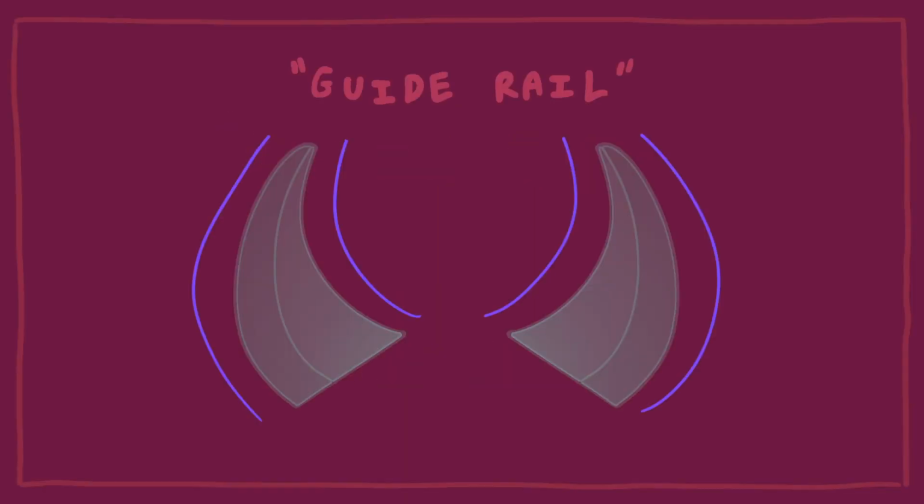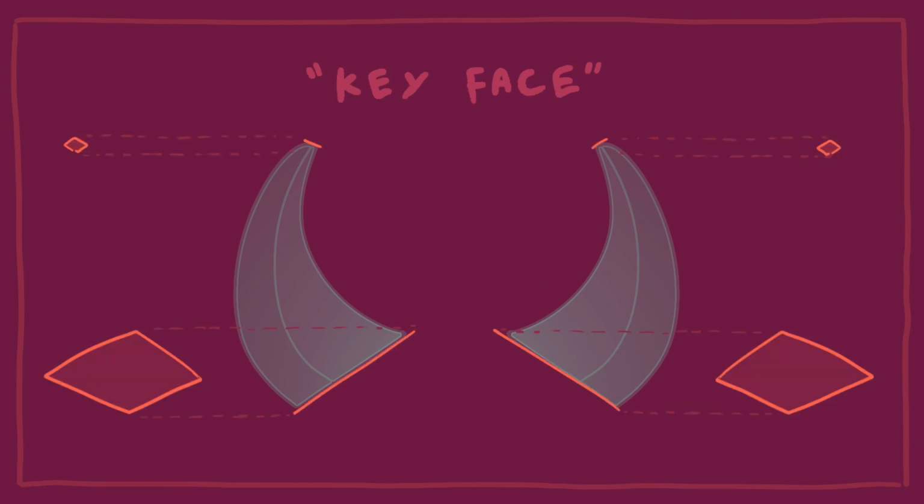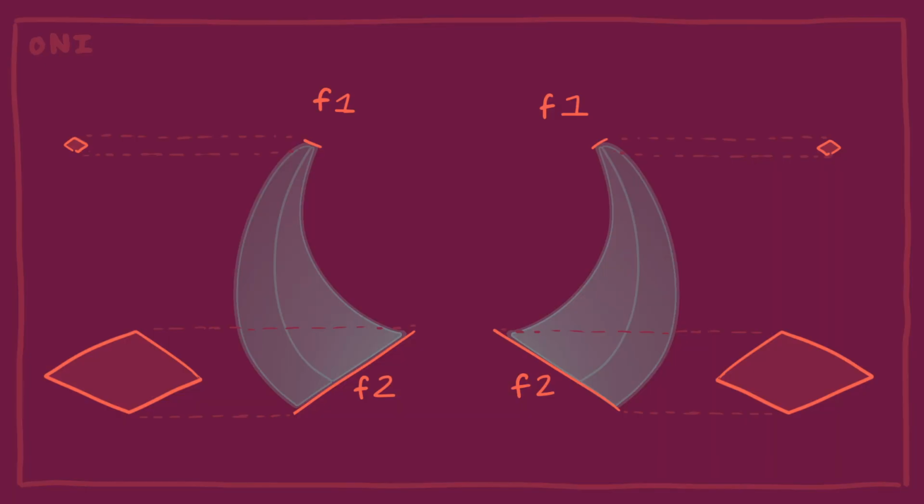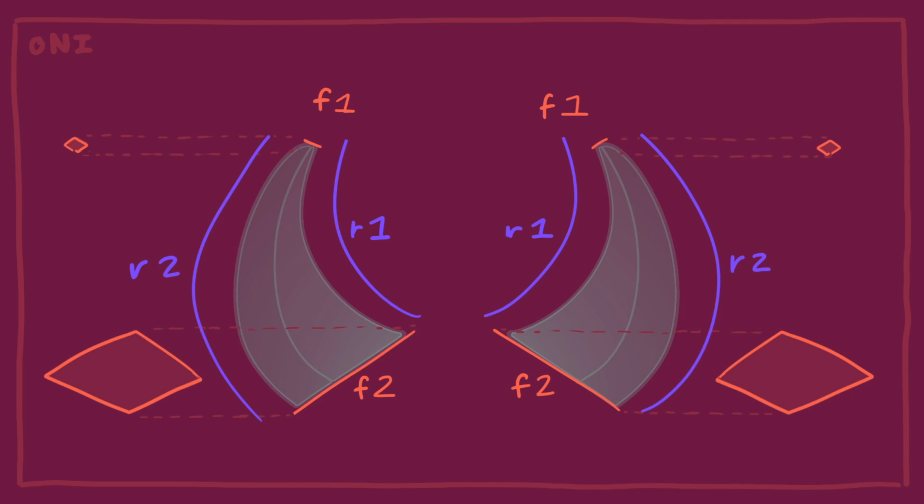All right, let's define a couple of terms that I'm going to use a lot. When I say guide rail, imagine that as the outer contour or general shape of the horn. Also, when I use the term key face, think of that like a cross section of the horn. First off, I'm going to show you how to create some basic Oni style horns. Two key faces, two guide rails on one axis plane.